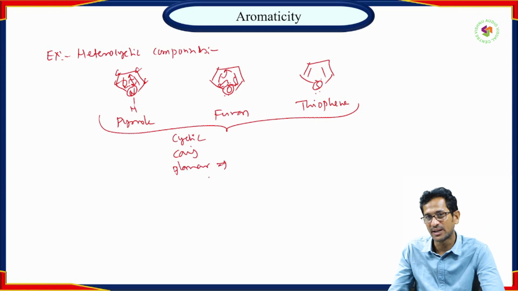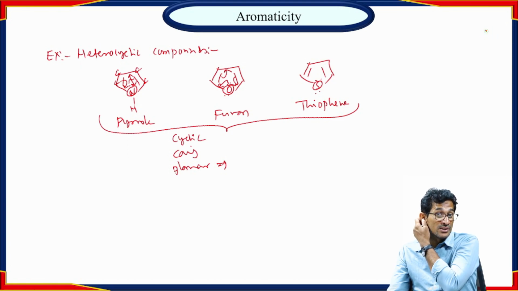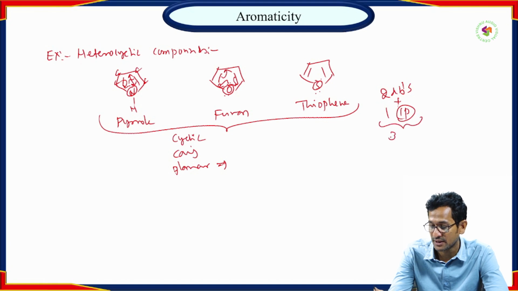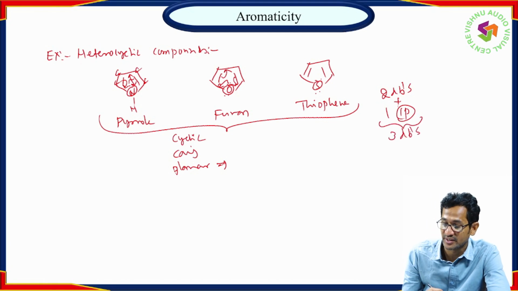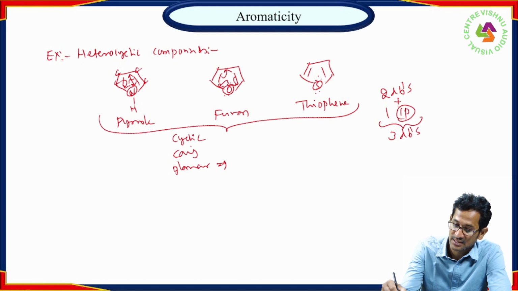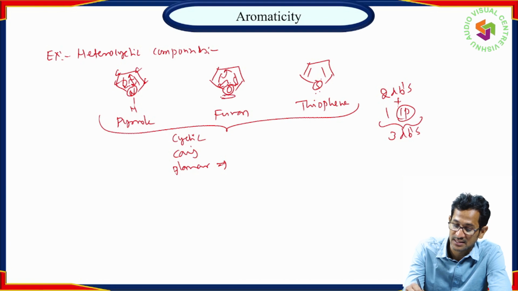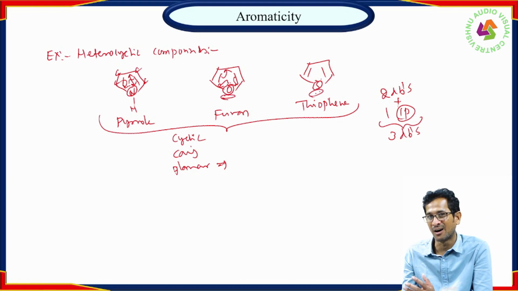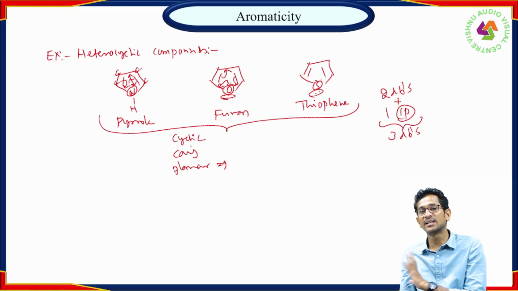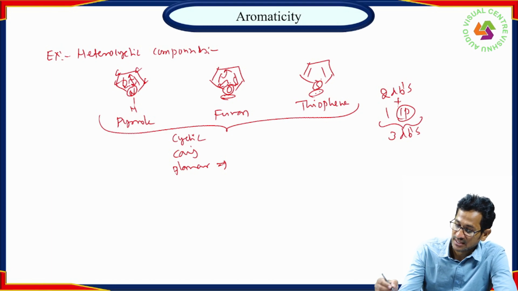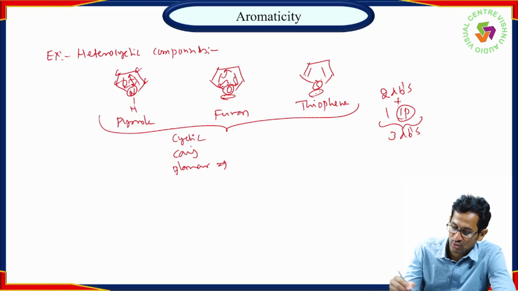So in all the cases, how many double bonds? 2 double bonds plus 1 lone pair. So overall, we have 3 double bonds. One lone pair is involved in each case. Don't consider this lone pair, because these lone pairs are present outside the ring. So, 2 double bonds and 1 lone pair.